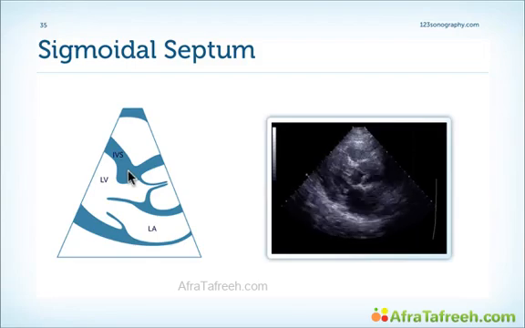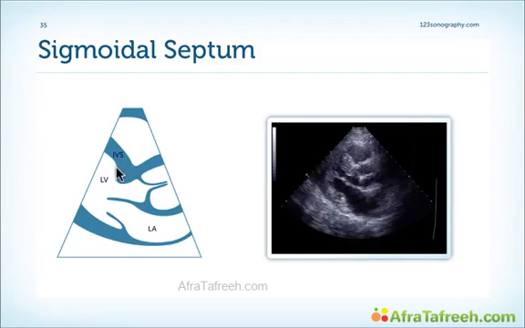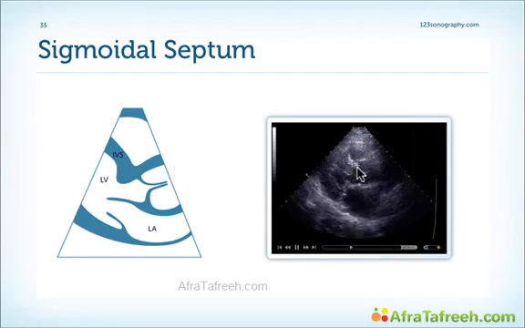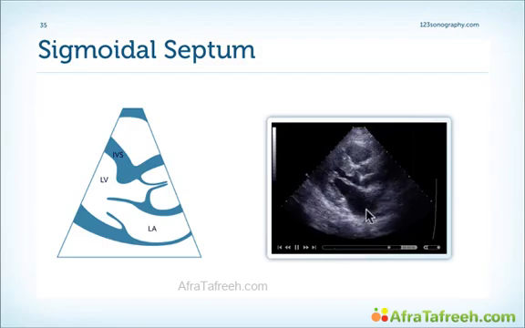What about the sigmoidal septum? Or what is the sigmoidal septum? Well, it's a thickening of the basal portions of the interventricular septum. You can see here. And it also predisposes to LVOT obstruction. Here we have a SAM phenomenon. This is not a patient with hypertrophic cardiomyopathy, but he still has an LVOT obstruction.